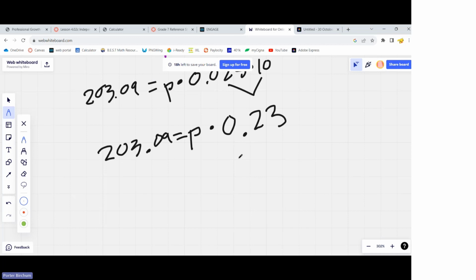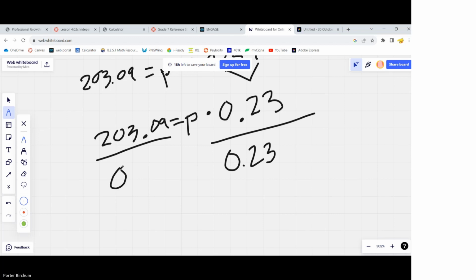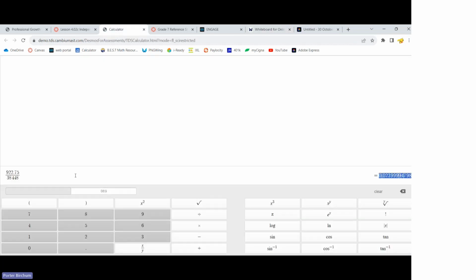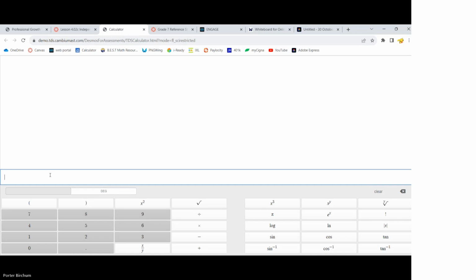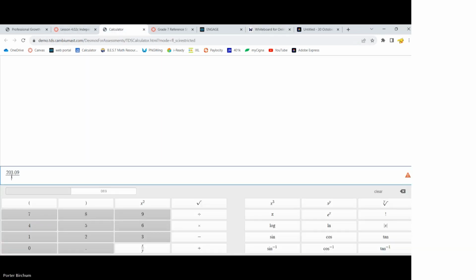Now I'm going to use inverse operations to solve. What is the inverse of times 0.23? It is divide 0.23. Now on my calculator, I'm going to do 203.09 divided by 0.23. 883. That is my principal.